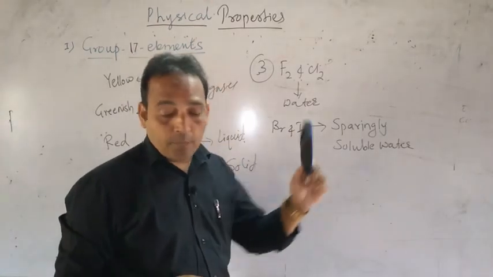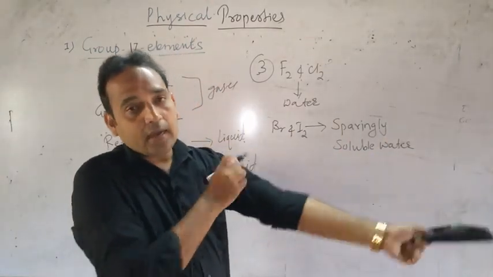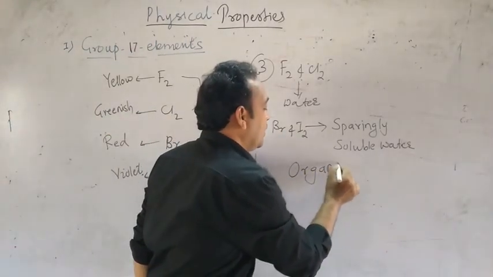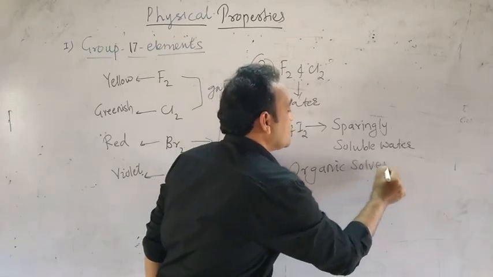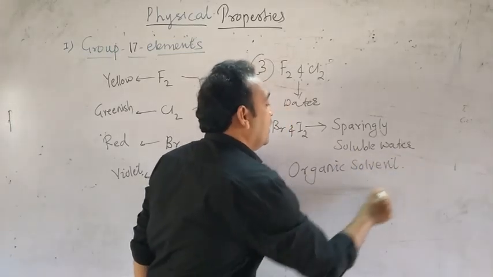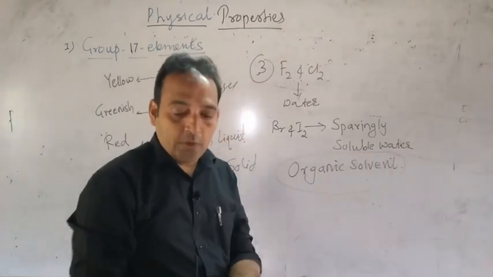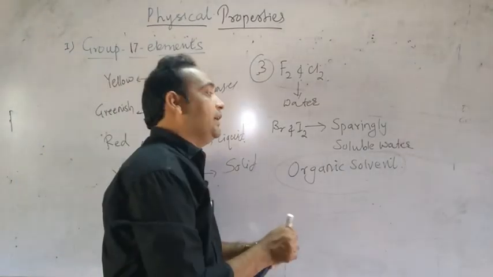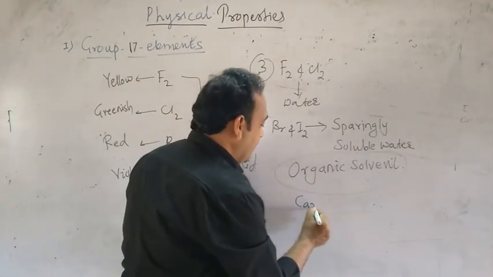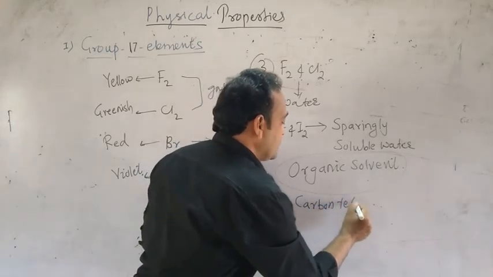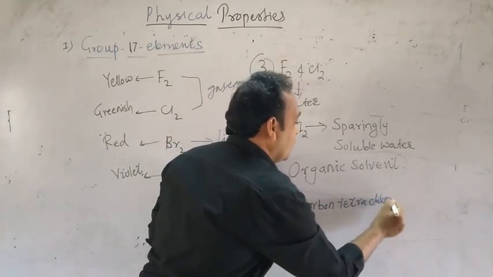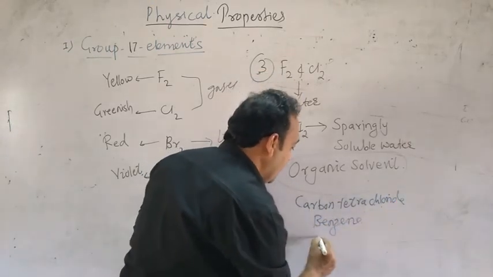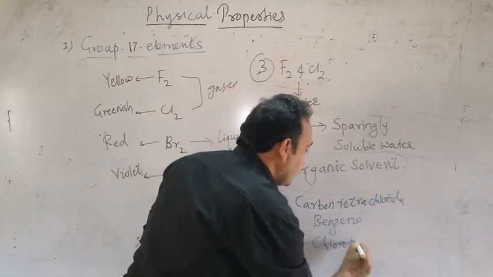Now fluorine, bromine and iodine are completely soluble in organic solvent. What is it completely soluble in? It is completely soluble in organic solvent. And what are the organic solvents in which bromine and iodine are completely soluble? We can say carbon tetrachloride, we can write benzene, we can say chloroform. Now all of these are organic solvents.